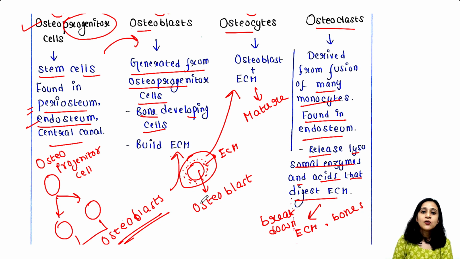So osteoblasts are bone developing cells and osteoclasts are bone cleaving cells. They break down or cleave bones, and they basically repair bones. Osteoclasts are used to repair bone because they cleave old bone cells, and osteoblasts make new bone cells.